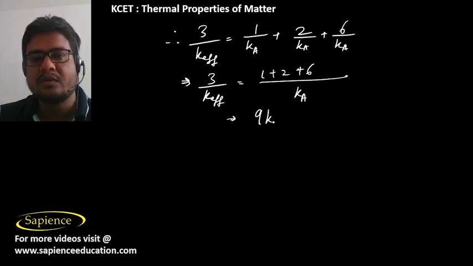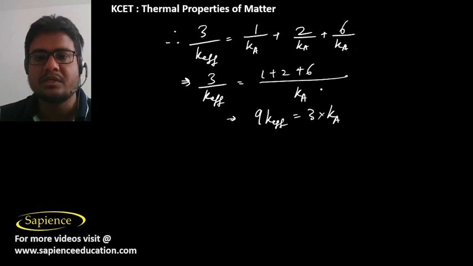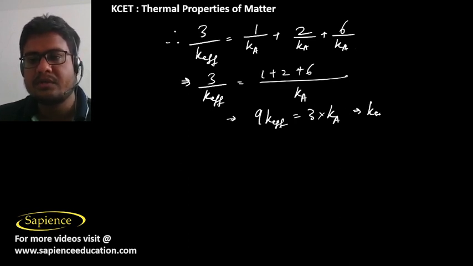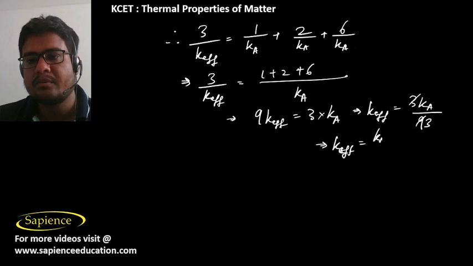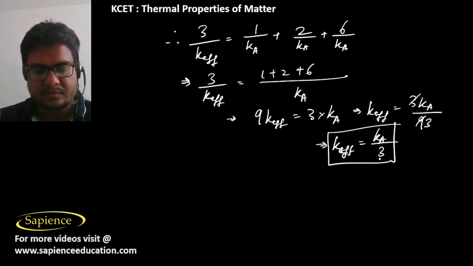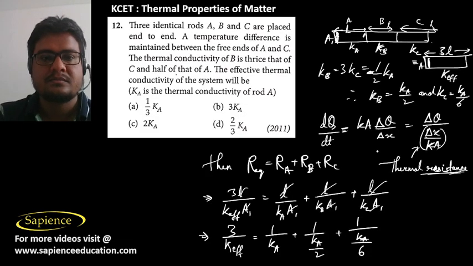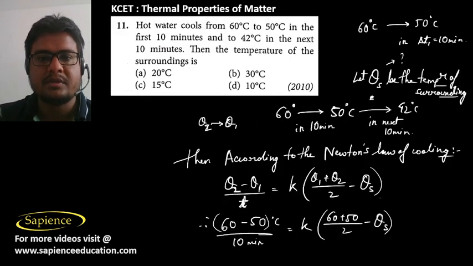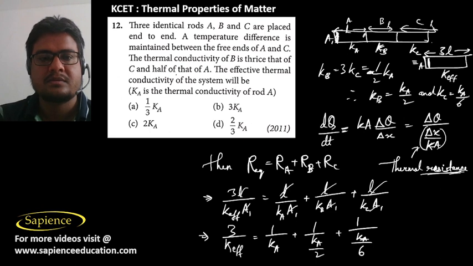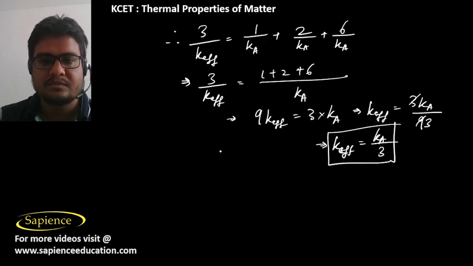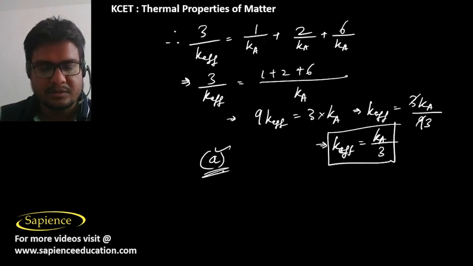So 9 into K effective is equal to 3 into KA. We are doing cross multiplication. So K effective will be equal to 3 into KA by 9. So 3 3s are 9. Therefore K effective will be equal to KA by 3. So option A is the correct answer.